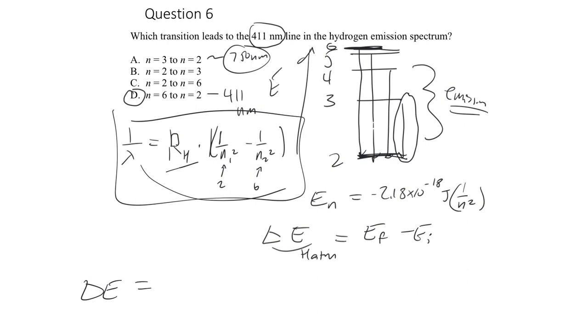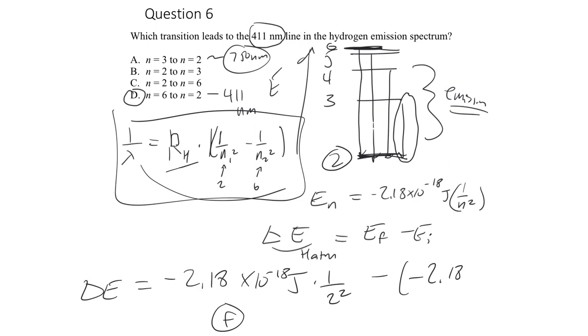But I like using the delta E equation because I can plug in minus 2.18 times 10 to the minus 18 joules times 1 over the final state. So the final state would be 2. And then subtract negative 2.18, because I'm taking the difference, the delta E is the final minus the initial. So I'm then just plugging in the initial energy, minus 2.18 times 10 to the minus 18 joules times 1 over the initial value of 6 squared.